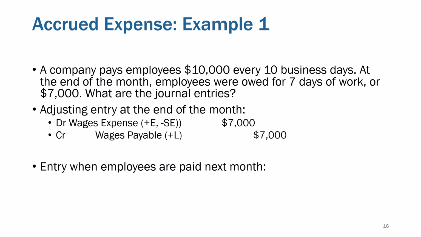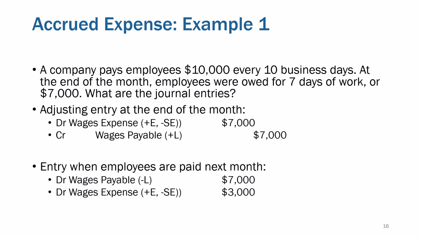Now, what happens when the employees are paid next month? All right, the wages payable goes away to the tune of $7,000. It's not quite as simple as just saying you credit cash for $7,000. It's almost that simple, but the reality is now the employees are going to work the final 3 days, right? We pay them every 10 business days. We're going to assume they worked 7 in December, 3 in January. So we get rid of the payable in January of $7,000. Now they've worked 3 more days, so we owe them $3 more grand. We have to record that expense, and we credit cash for $10,000. At the end of the day, the wages payable account is gone. That $7,000 got credited, then debited, and the wages expense totaled up to $10,000, $7,000 plus $3,000. Our cash payment totaled up to $10,000.